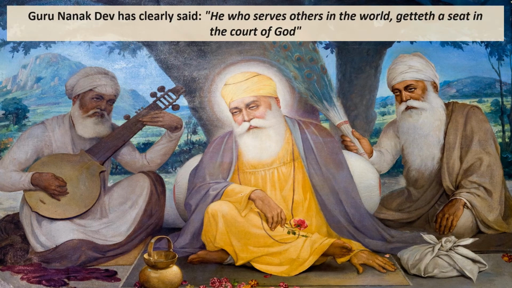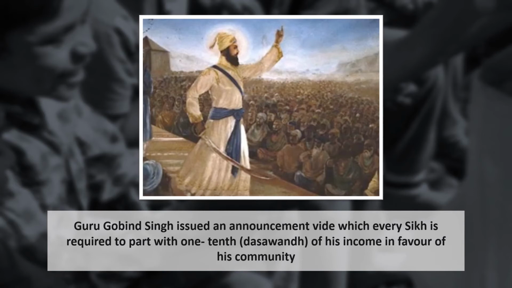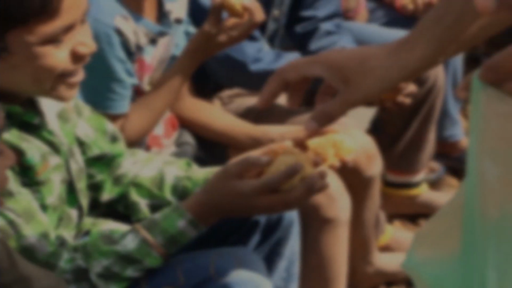Guru Nanak Dev has clearly said, "He who serves others in the world getteth a seat in the court of God." Guru Gobind Singh issued an announcement via which every Sikh is required to part with 1/10, that is dasawant, of his income in favor of his community. So if a Sikh person earns well or doesn't earn well, they are supposed to part with 1/10 of their earning to give to the community, to give to the people, which is termed as charity.